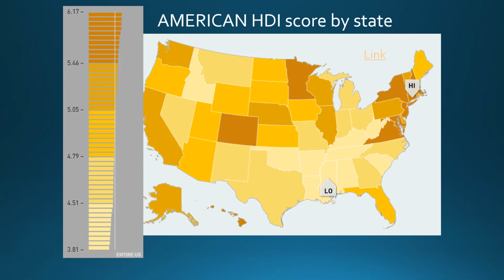This is also a different metric. The Human Development Index measures from 0 to 1, which I want you to remember. This map is using a different metric, so it's ranking between 3 something and 6 something. But the Human Development Index from the UN just measures 0 to 1.